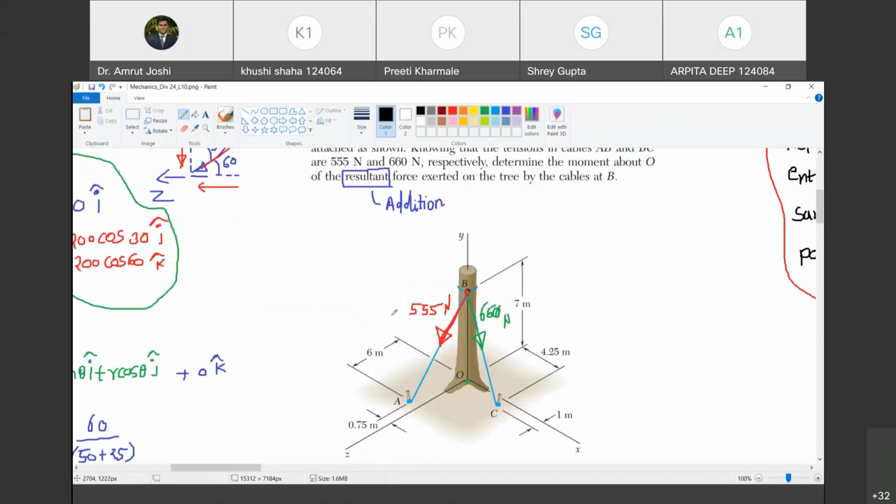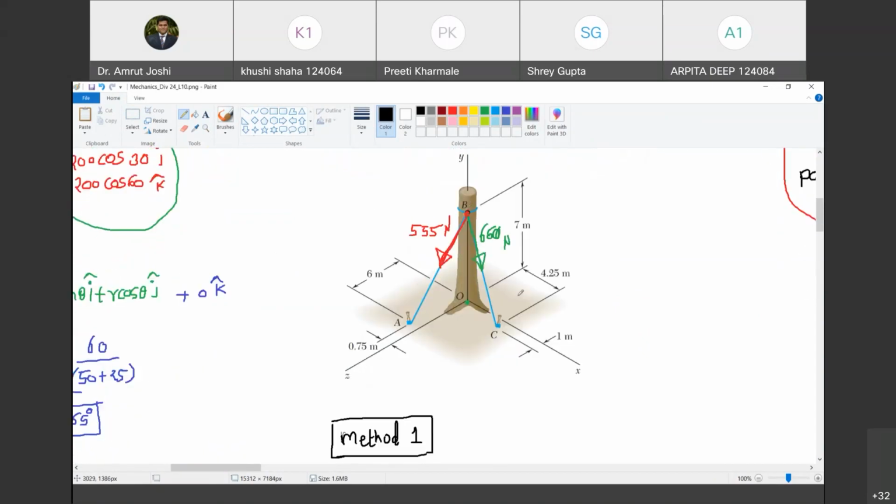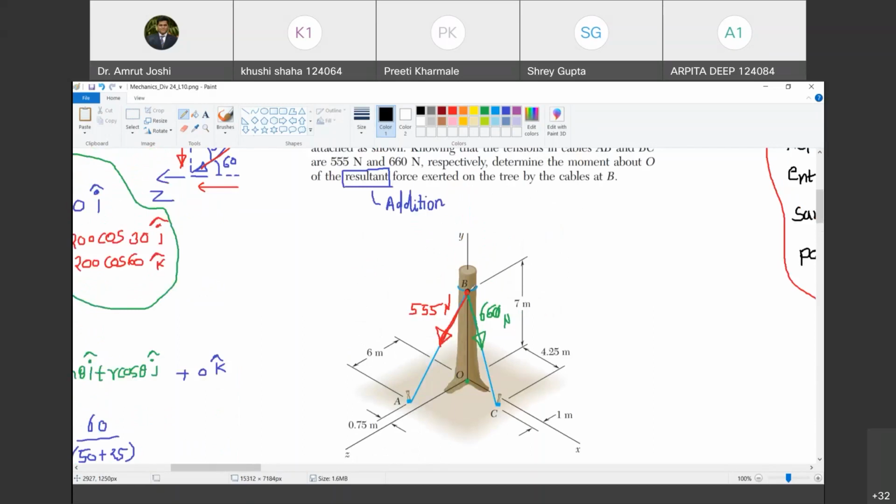So in method 1, what we are going to do is add these two tensions in the cables. One is 555 Newton, another is 660 Newton. And then we are going to take the moment of the addition of these two forces about O. Happy? Yes, sir. Okay. Now, as these cables carry tensile forces, at B these cables must be pulling. Are you with me? Yes. So therefore, I have shown arrows of forces directed away from the point B. Are you with me? Yes, sir.